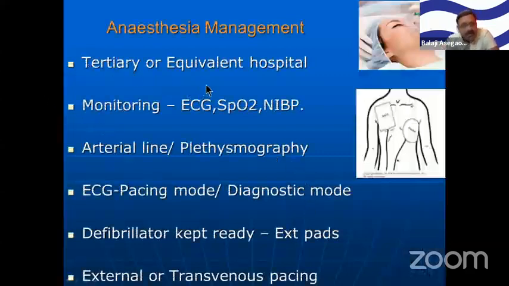Now, as far as anesthesia management is concerned, all these cases have to be done at a tertiary or equivalent care hospital where cath lab facility is available, where a cardiologist is available, where ICU is available, and a good quality operation theater with backup for accessing a central line and good quality monitors. So all these are very high risk cases and must be done at a tertiary care hospital. Always monitor ECG, SpO2 and IBP, and preferably an arterial line. Why? Because we want to monitor the mechanical function of the heart.